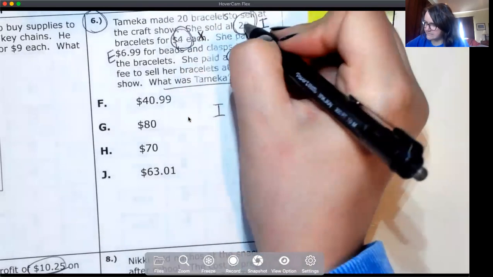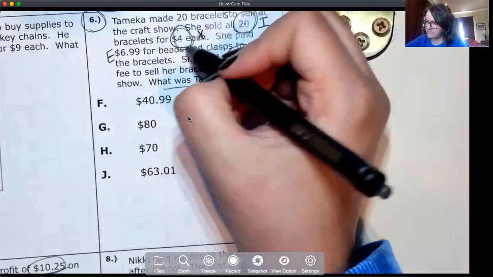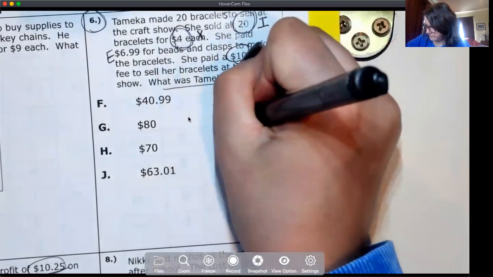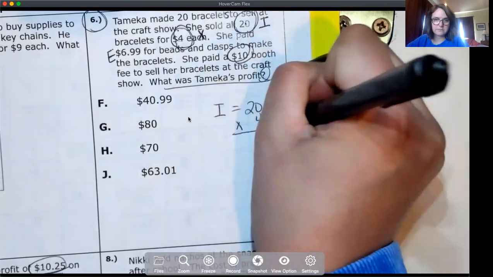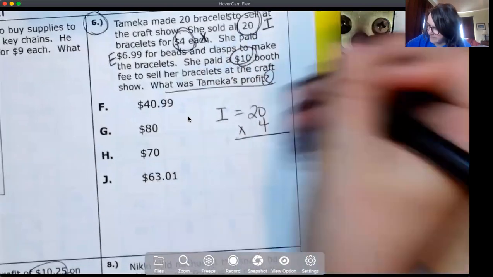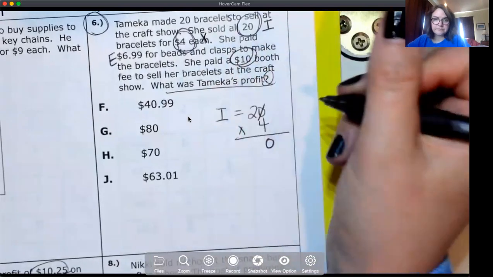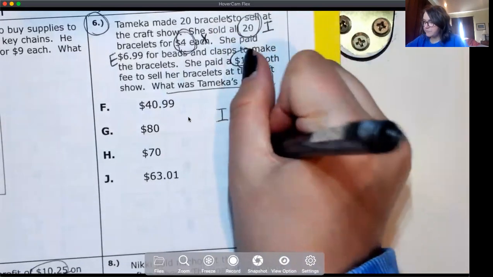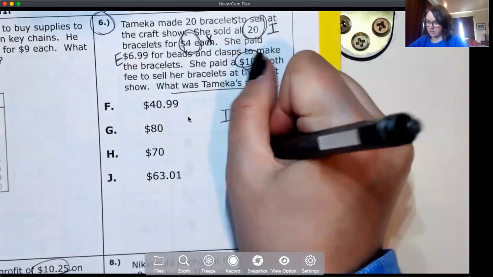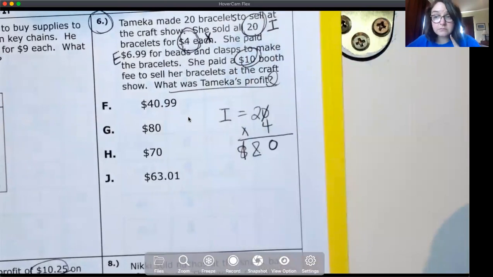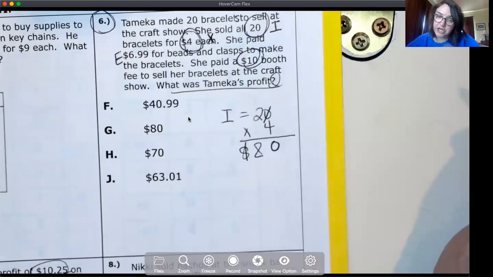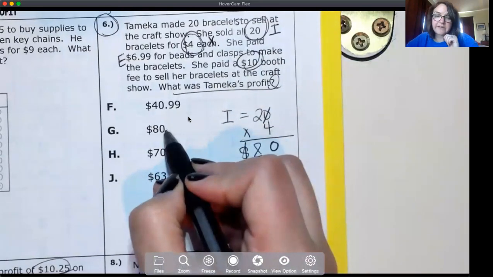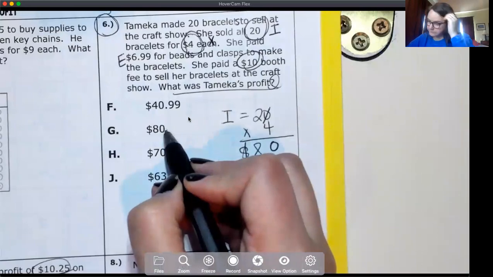20 bracelets at $4 each. I'm going to take that 0 off and pop it down here, which just leaves 4 times 2. So her income was $80. Now notice, the test makers try to trick you by putting $80 as one of your answer choices. They only want you to do part of it. We've got to do all of it.